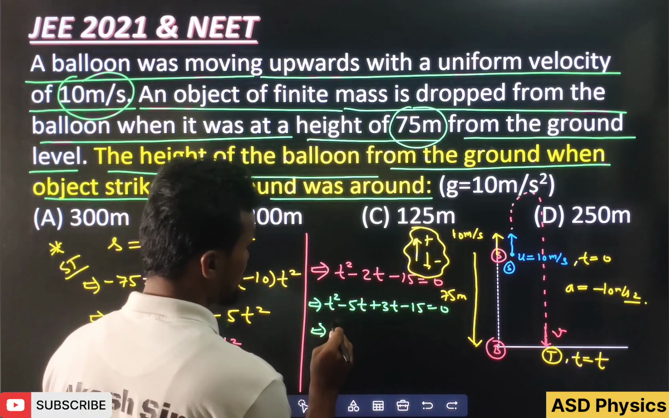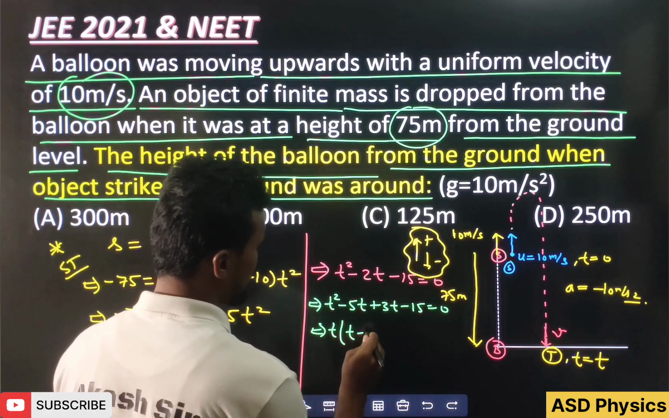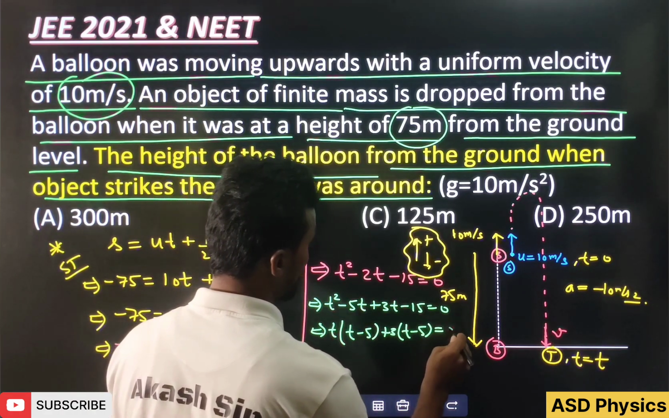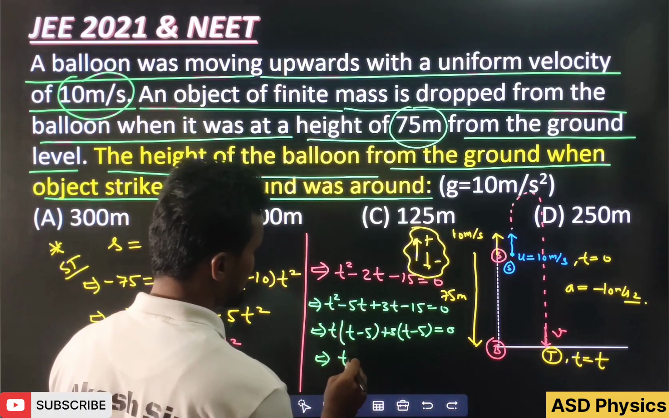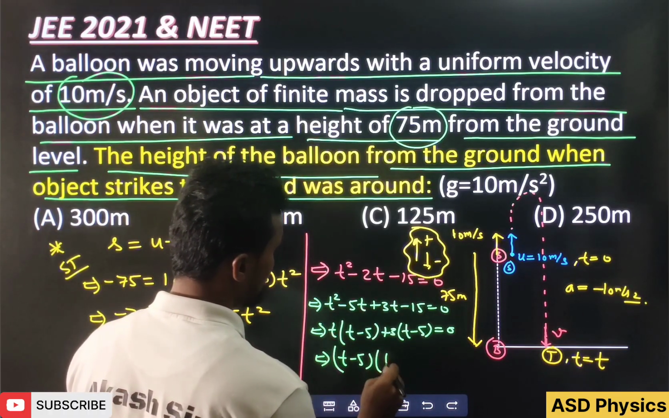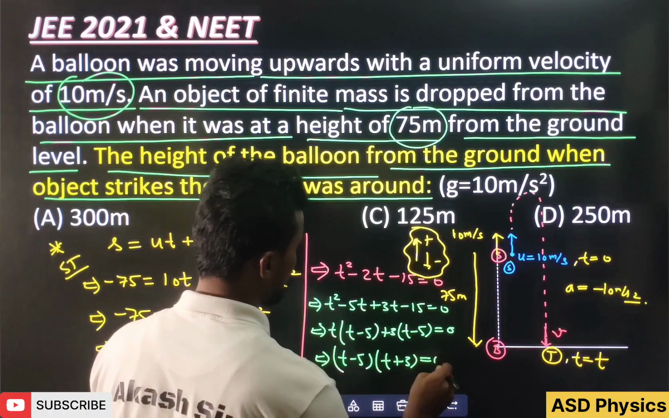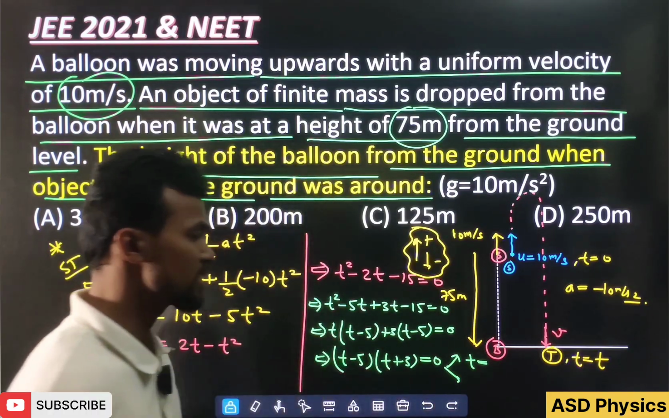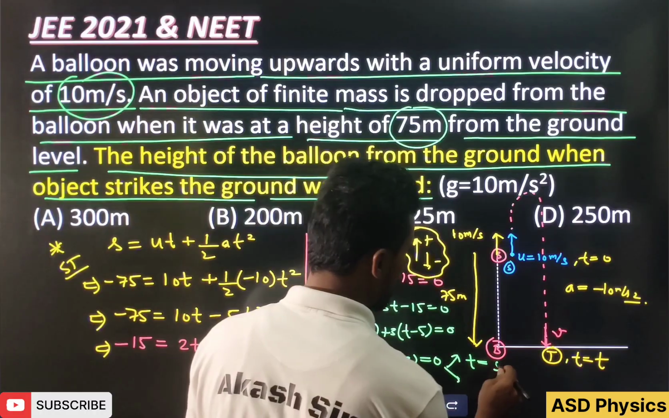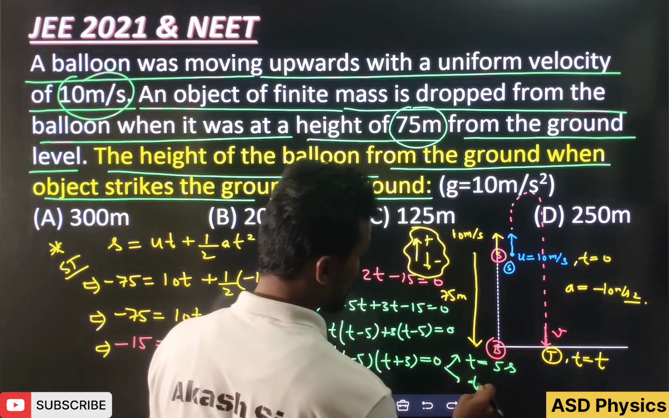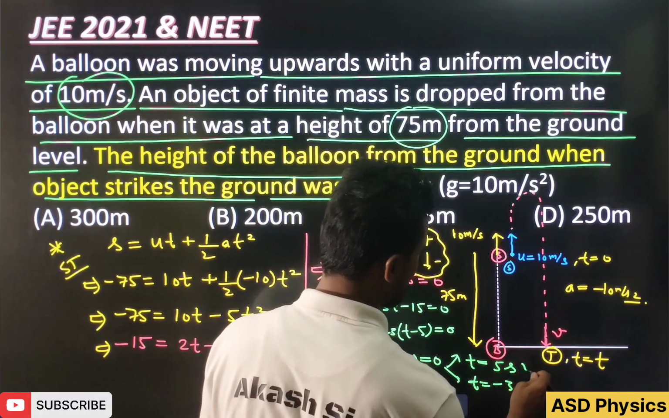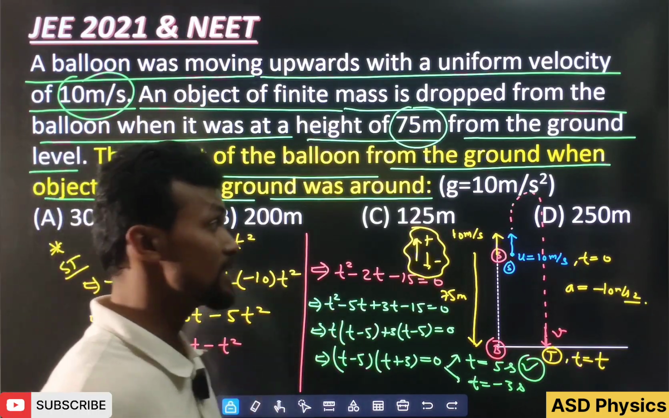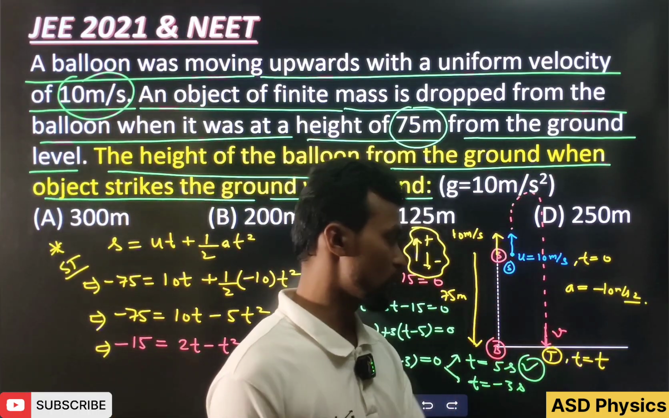Kindly simplify this. Take t common: t into t minus 5, plus 3 common, t minus 5 equal to 0. Then what will come, students? t minus 5 in one bracket, t plus 3 in another bracket, equal to 0. So from here you get two roots. When t minus 5 equal to 0, t is 5 seconds. When t plus 3 equal to 0, t equal to minus 3 seconds. Which one is possible? 5 seconds is possible.